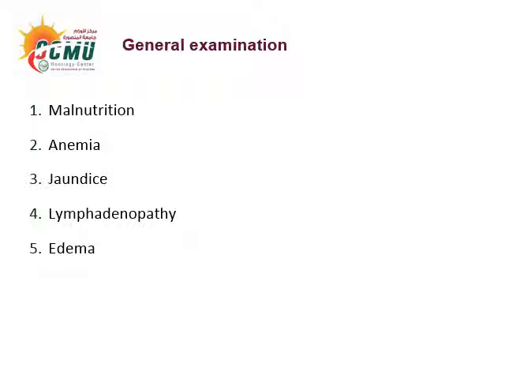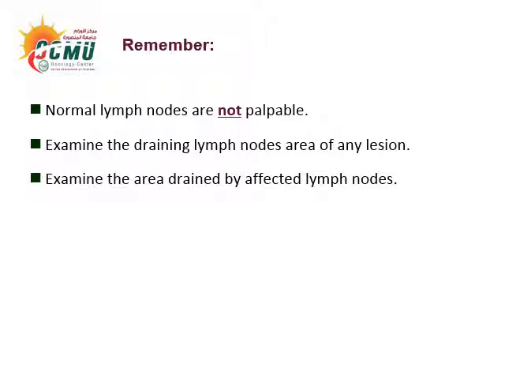General examination. During general examination, we may detect signs of malnutrition, which may indicate malignancy, anemia, jaundice, other lymph node sites, or edema. Remember, normal lymph nodes are not palpable. Don't forget to examine the draining lymph node area of any lesion, and don't forget to examine the area drained by affected lymph nodes.